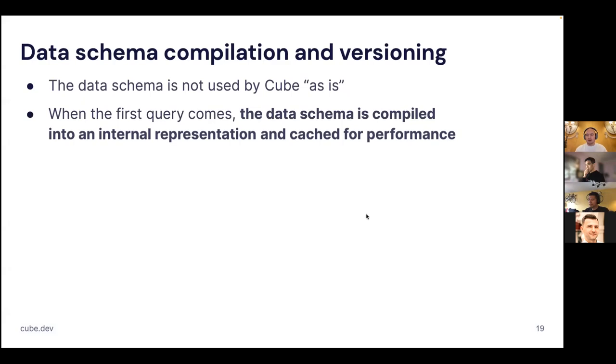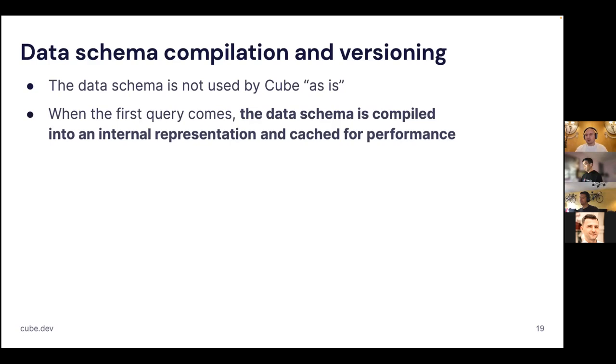The idea is that the data schema that you provide, in the files with JS extension inside the schema folder, is not used by Cube exactly as it is on disk. Cube applies really slight transformations to the data schema and translates, or in other words compiles, it into an internal representation. Later I'll tell more about this. What Cube also does is cache the result of data schema transformation internally, and Cube does this for performance.